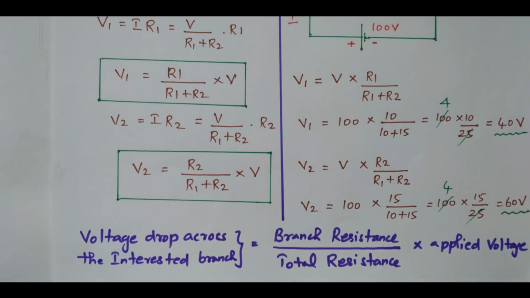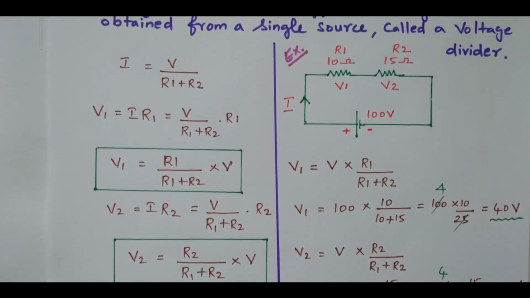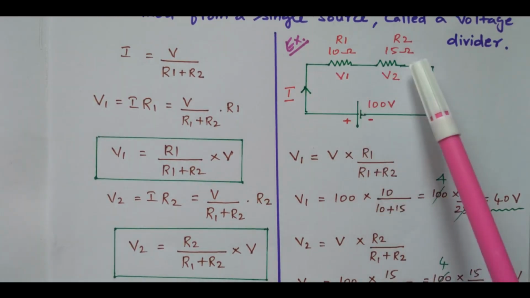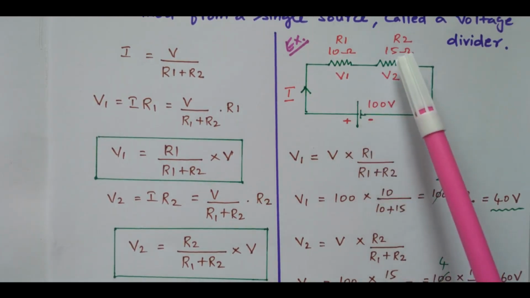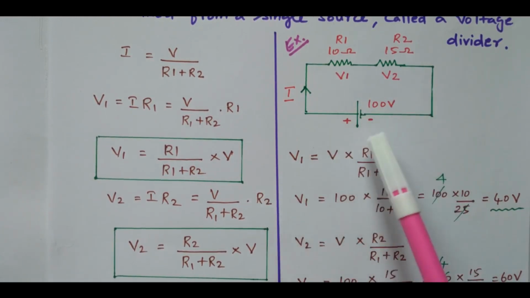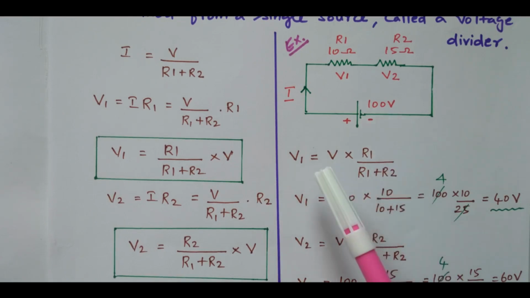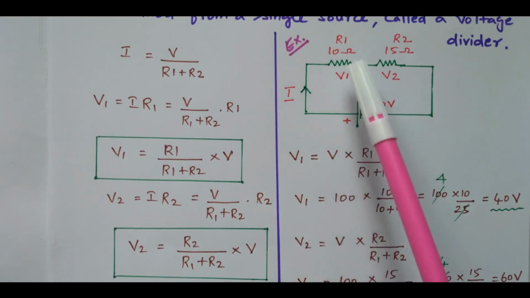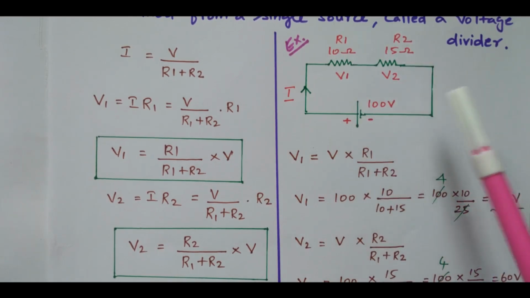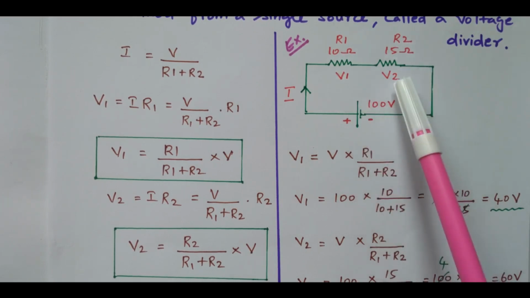So based on that, we'll see one example. The two resistors are connected, 10 ohm and 15 ohm. It is energized by a 100 volt DC supply. Take this 10 ohm as R1 and 15 ohm as R2. The voltage drop across R1 is V1, and across R2 is V2.